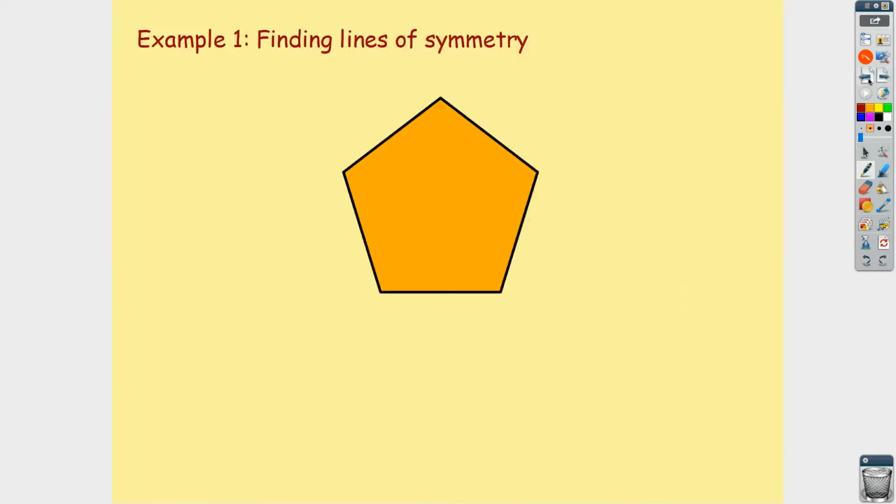I'm going to ask you to pause the video with this first little example and just have a think about, on this regular pentagon, where all the sides are the same length, how many lines of symmetry will this have? I'll give you a couple of seconds and then we'll go over it, but make sure you do pause and have a go at this yourself.